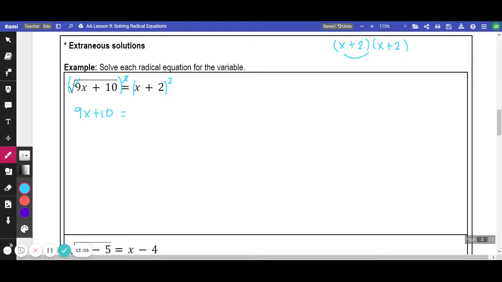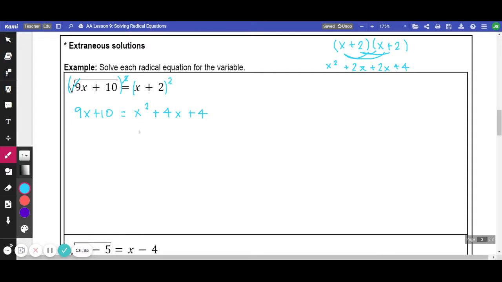So we get x times x is x squared, x times 2 is 2x, and then we distribute the 2 through as well. 2 times x is 2x, and 2 times 2 is 4. And then we can combine like terms, so we get x squared plus 4x plus 4.